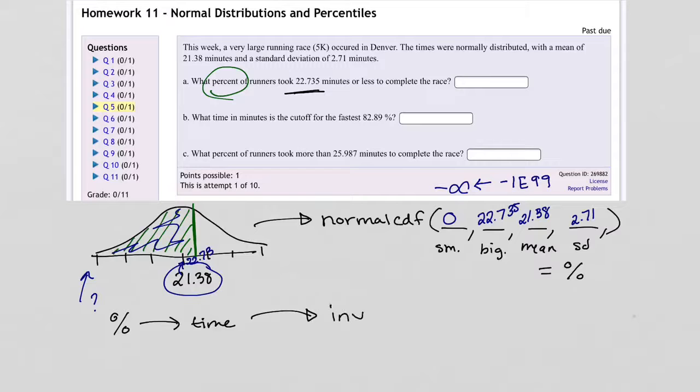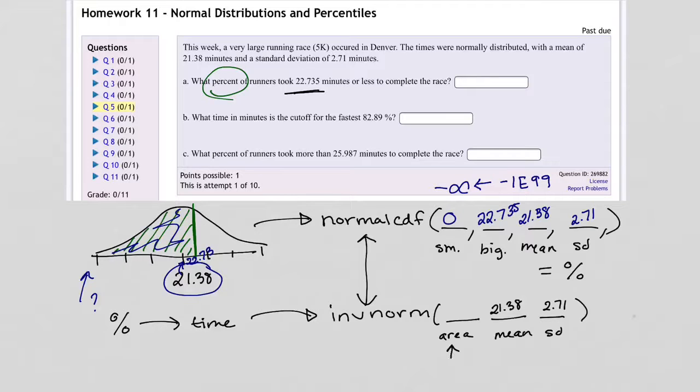We want inverse norm. It's in the same menu as normal CDF. And again, there are videos in our class quiz about how to use each of these functions. But for a reminder, inverse norm takes 3 pieces of information. I'm going to explain each of them, but the mean and the standard deviation are the same. So that part we're just going to copy: 21.38 and 2.71.